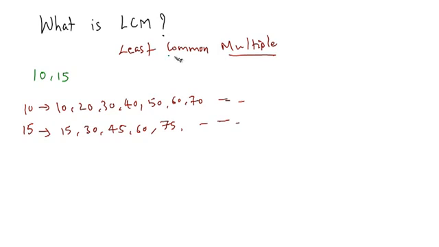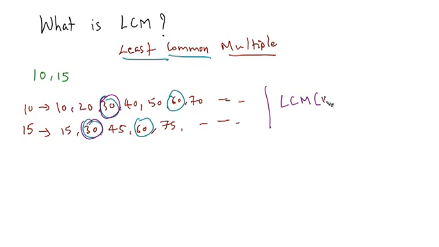The next word is common. So what are the multiples that are common in these two numbers? So 30 is common, then 60 is common, and there may be some more common multiples. Now it says least. So least of the common multiples, the smallest of these common multiples is 30. So here the LCM of 10 and 15 is 30. That's going by the words.